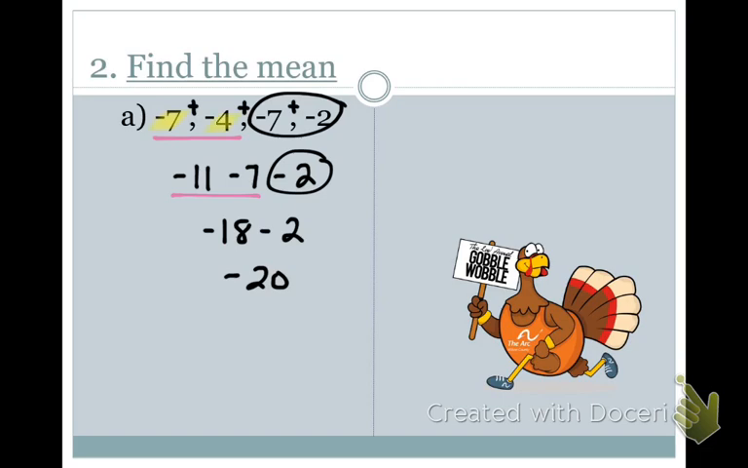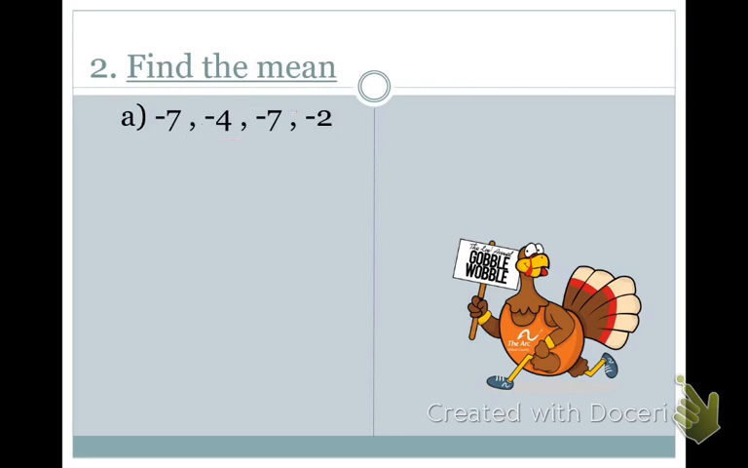Here's why. There were 1, 2, 3, 4 numbers in your data set. So we're going to divide by the number 4. We've talked about how to divide. So how many negative numbers are there? Only one. Negative 20 divided by 4. Should my answer be negative or positive? Negative. And what's 20 divided by 4? 5. So your answer is negative 5. And that is how you find the mean of something.